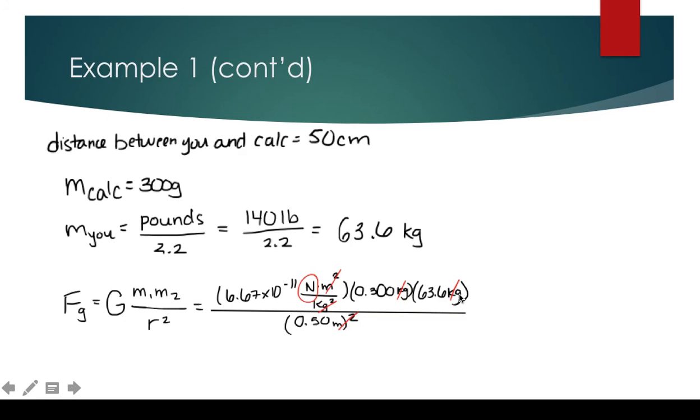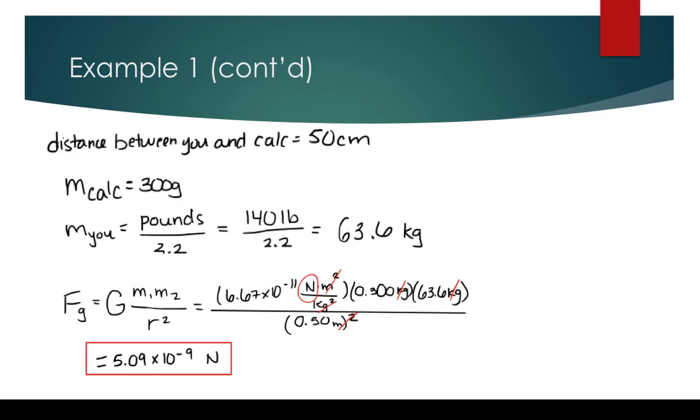If we take a look at our units, we'll notice that if we have kilograms times kilograms, that's kilograms squared, that cancels. And then we have a meters squared in the denominator, with a meters squared up here in the numerator, that cancels. So we're left with newtons, which is exactly what we want for a force. So that's where the units were derived for our gravitational constant. You get an answer of 5.09 times 10 to the negative 9.